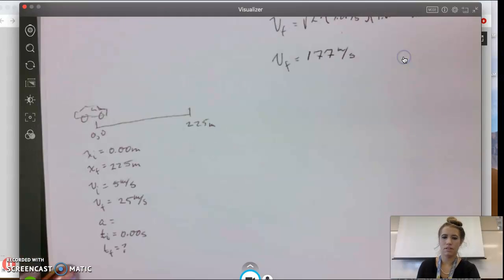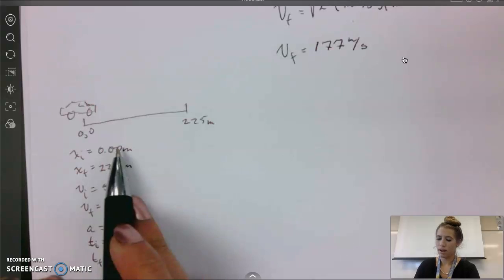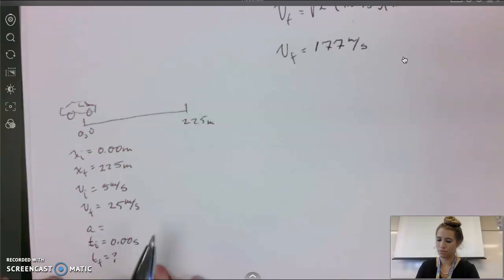Okay. So, I have my list. I found all of my information. I don't know the acceleration. So I need to pick an equation that the only unknown is time final, and that it does not have an acceleration component to it.